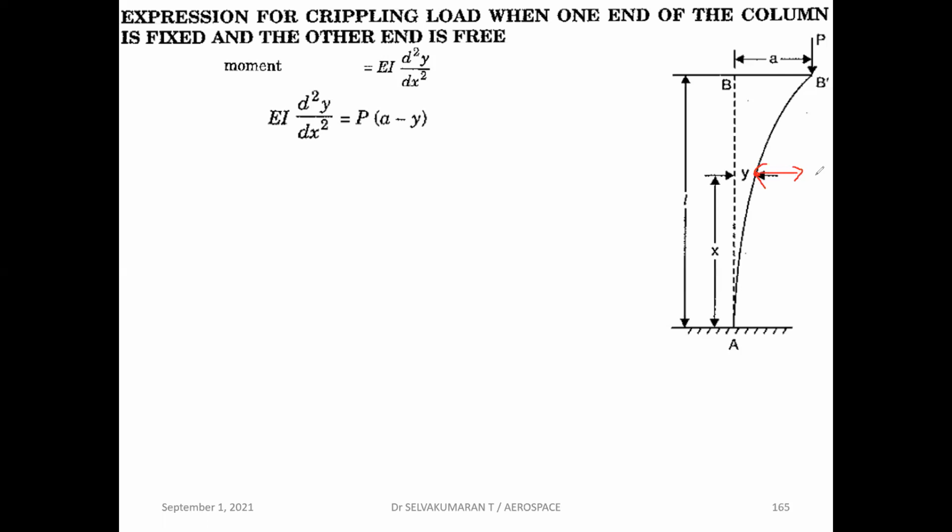So this distance will be A minus Y. So that's why P into A minus Y. This is the moment equation. Let us rearrange it and divide by EI.